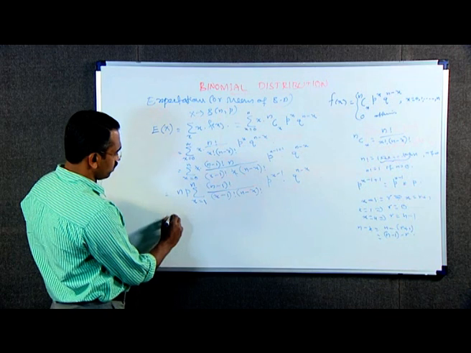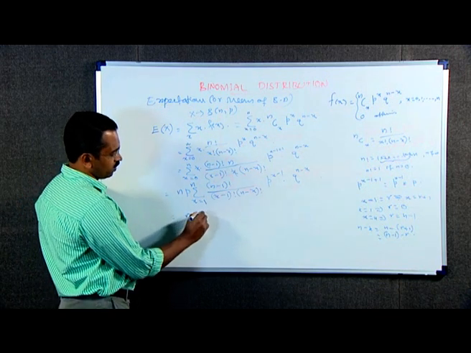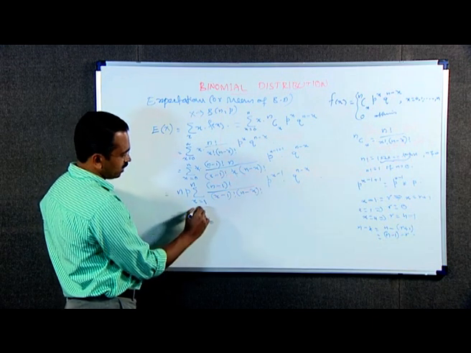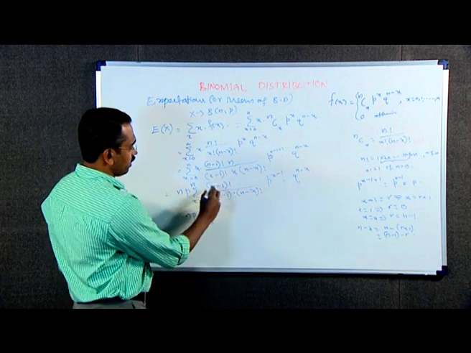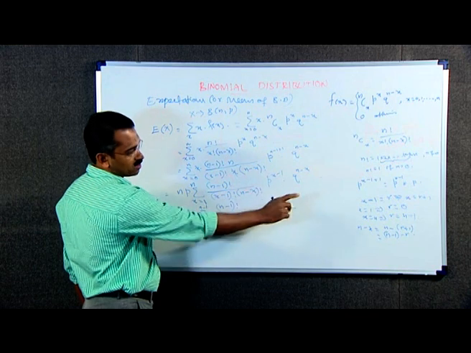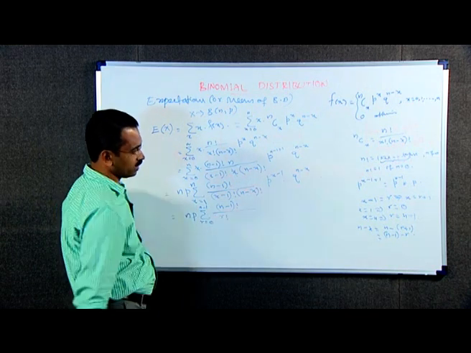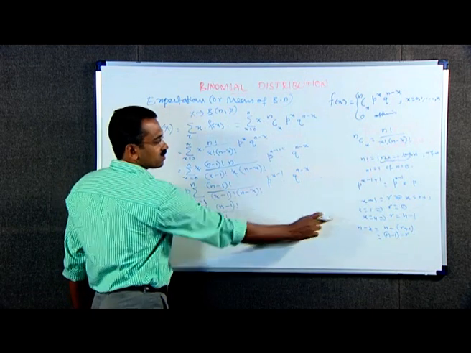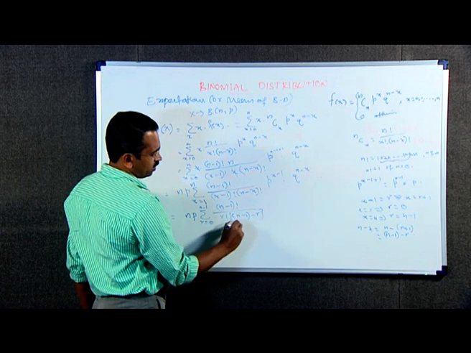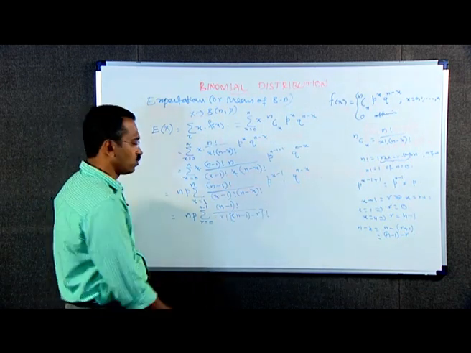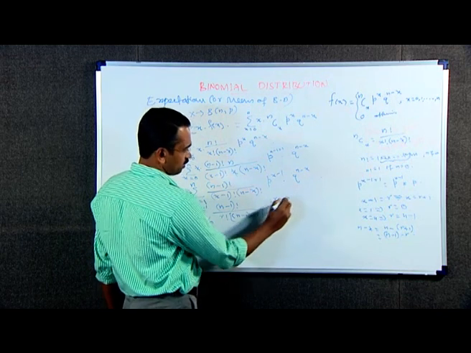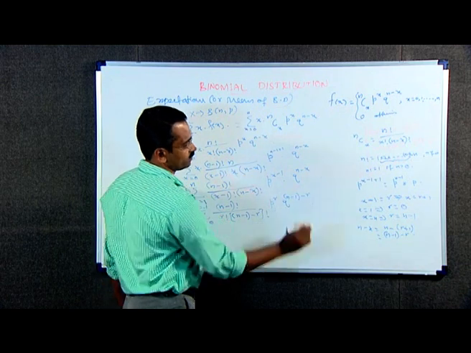Therefore, this is equal to n p into summation r varies from 0 to n minus 1. Here n minus 1 factorial in the numerator divided by x minus 1, that is r factorial. N minus x is n minus 1 minus r factorial. P raised to r, q raised to n minus x, that is n minus 1 minus r.